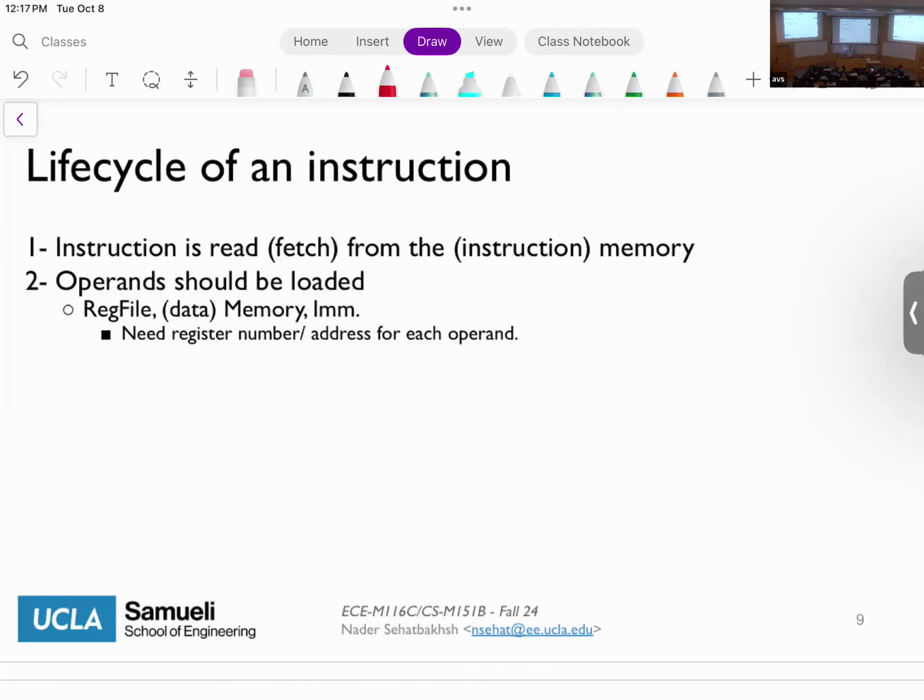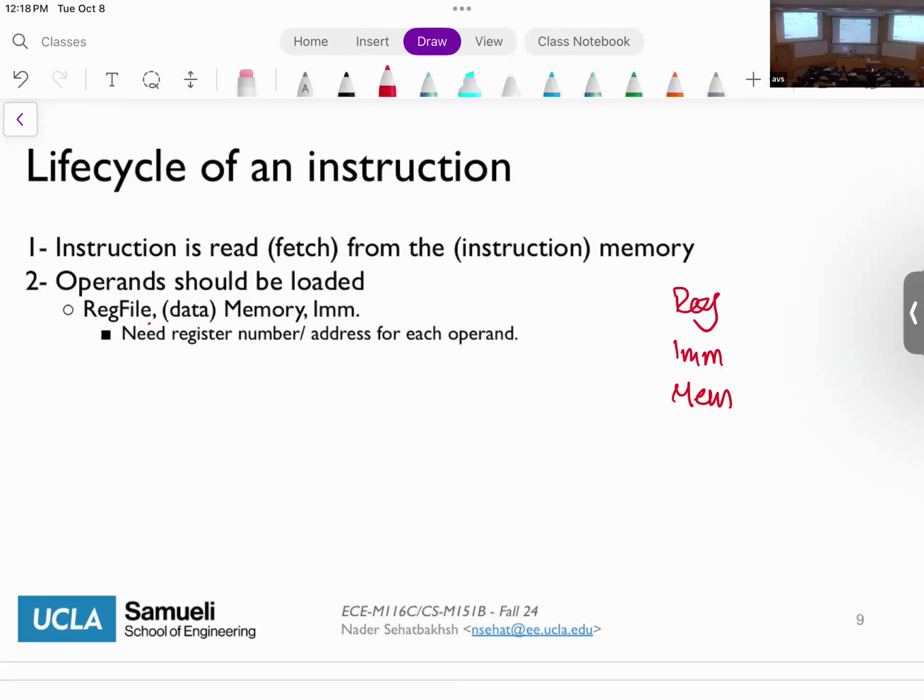Then when we have fetched the instruction, so now we have one instruction inside the CPU. Now we need to understand what this instruction is and what the operands for that instruction are. Remember that each instruction has two main parts, commands and operands, right? So we need to basically load the operands. And if you remember, I told you that operands are either registers, immediates, or memory, right? So depending on which one we have, we might have multiple of them or just one of them, we need to do the proper actions, right?